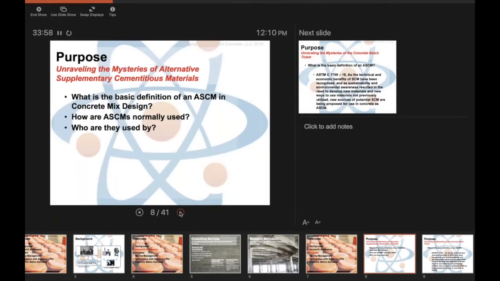Oh, thank you, Steve. So yeah, jumping into the purpose, unraveling the mysteries of alternative supplementary cementitious materials, we want to look at what the basic definition of an ASCM is in concrete, and try not to confuse it with the already matured technologies like our fly ashes. After that, we want to discuss why we use those, or how we use these ASCMs, and who they are used by. So let's just dive into it.